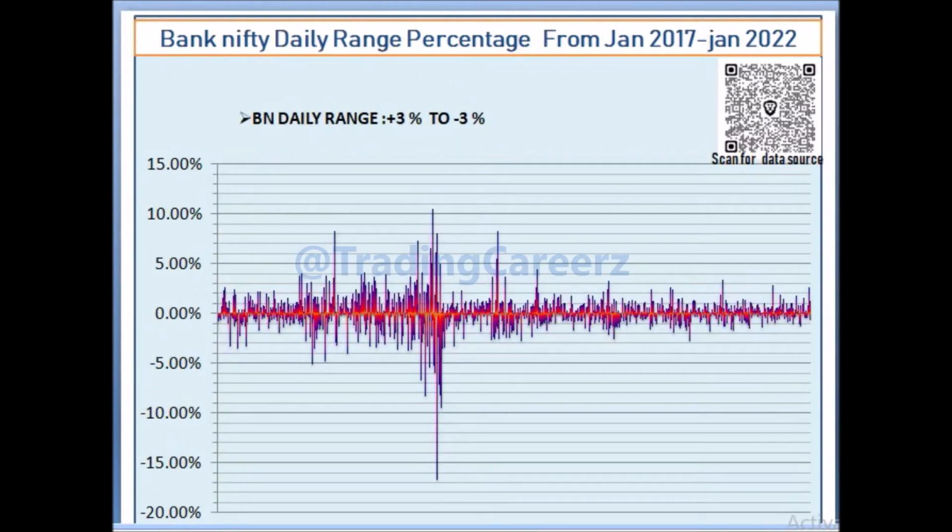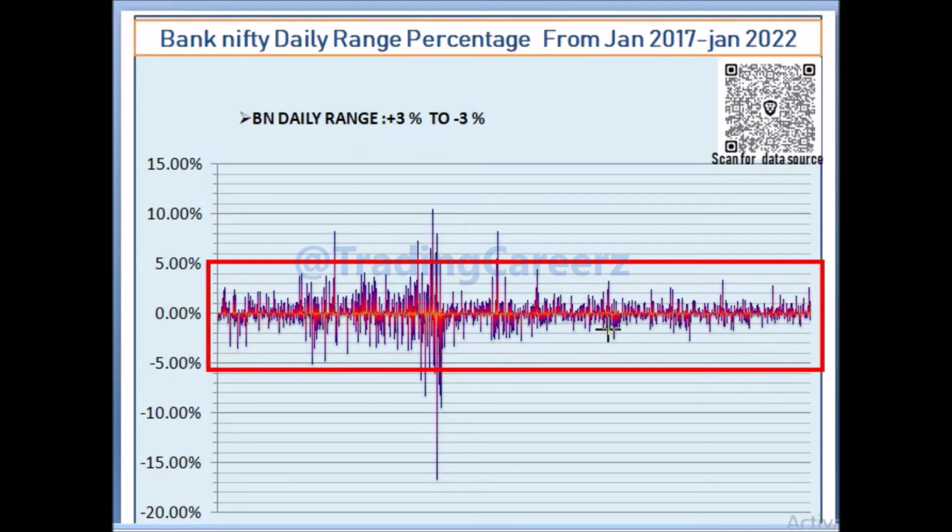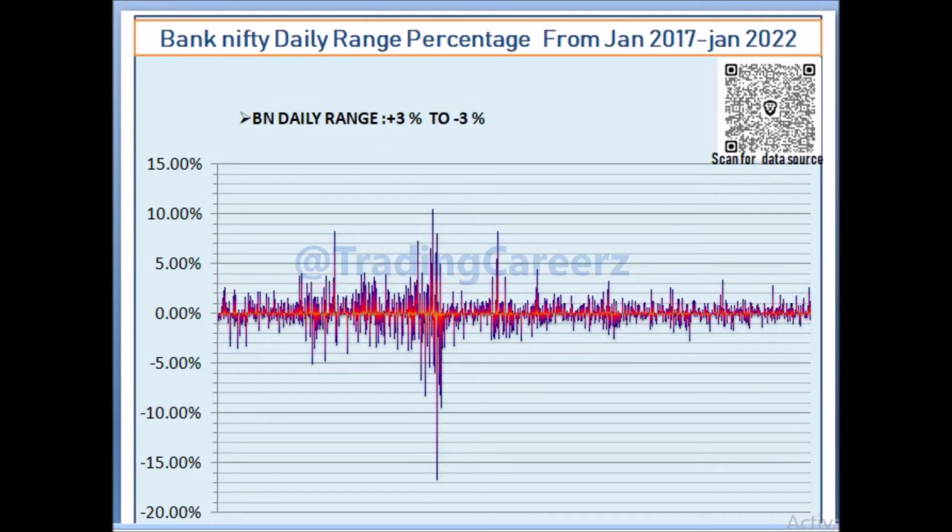Now check the daily data. What will happen here? See, this is the 5% range actually, but the market will most of the time be at 3 or 4. This one is 3, this one is 4. Most of the time it moves within only a 3% range in a single day, above and below.